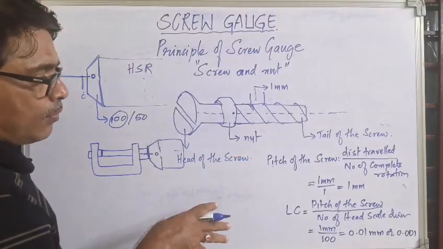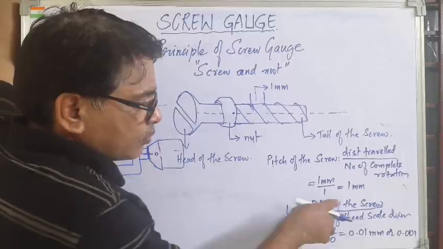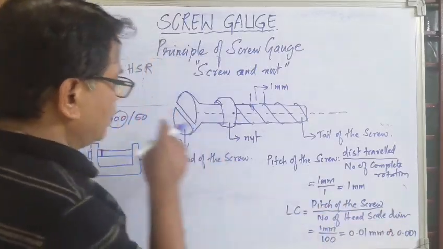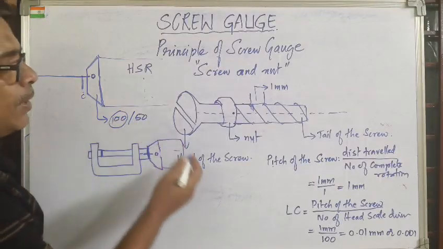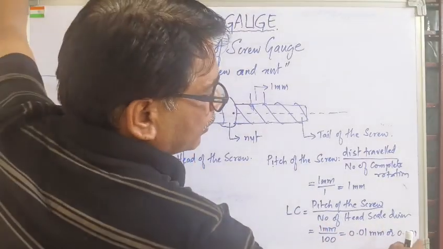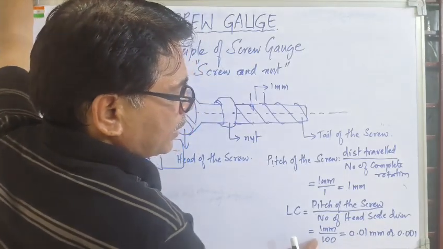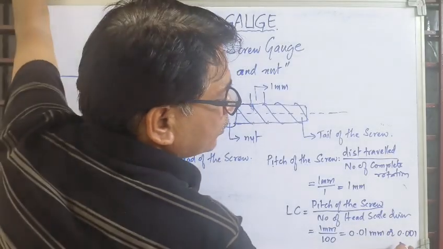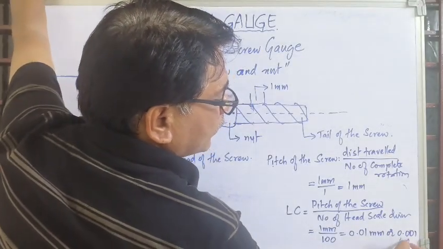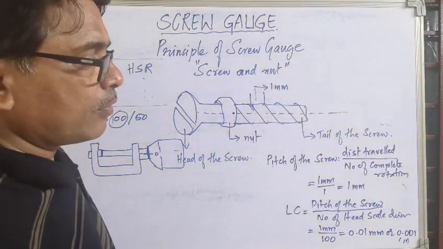After finding the pitch of the screw, you have to find the least count. Least count is equal to the pitch of the screw divided by the number of head scale divisions. The number of head scale divisions can be 100 or 50. Depending upon that, you will get the least count. In millimeter it will be 0.01 mm if it is 100 divisions, and in centimeter it will be 0.001 centimeter.